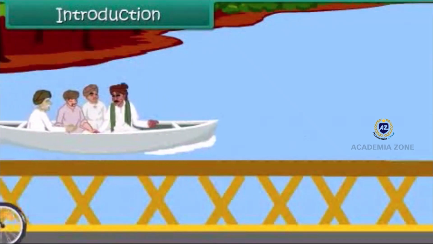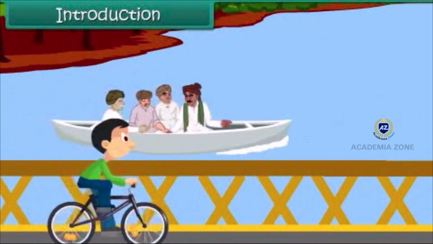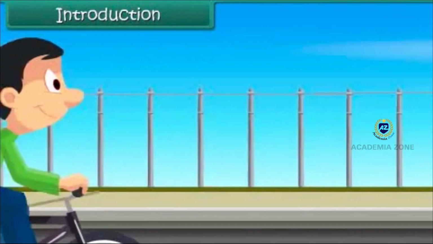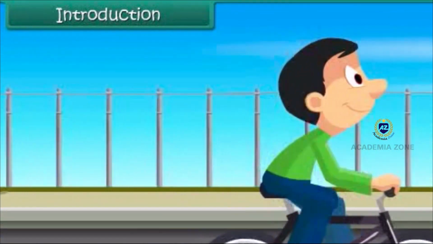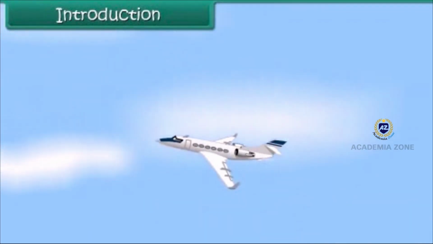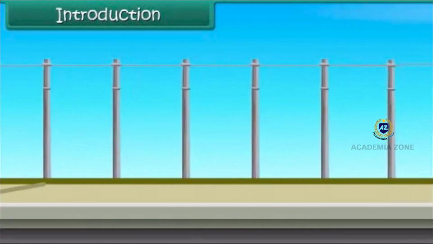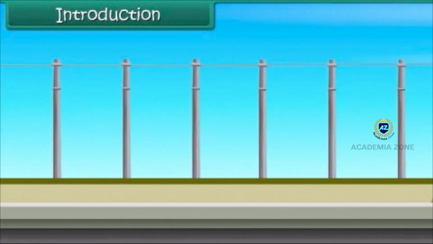Soon he is cycling along the banks of the Yamuna river. He finds men crossing the river in boats. He hears a noise in the sky. He looks up to find a jet fly past. In this lesson, you will learn about different modes and means of transport.